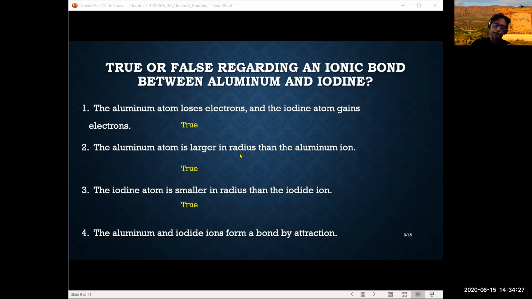Okay. And then the question here is the aluminum and the iodide ions form a bond by attraction, and that is correct. Specifically by electrostatic attraction, just similar to magnets coming together. Okay.